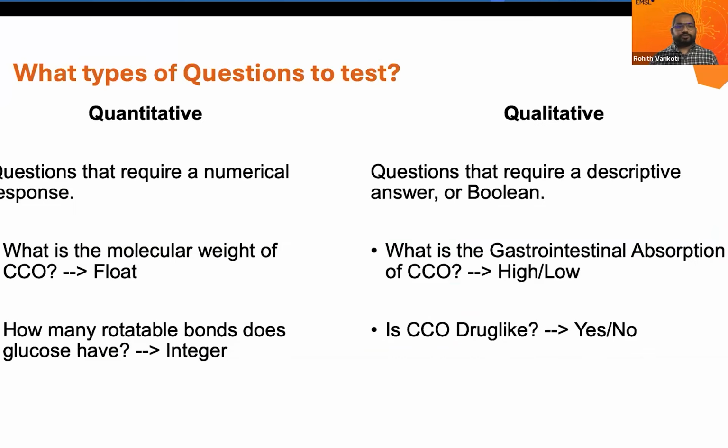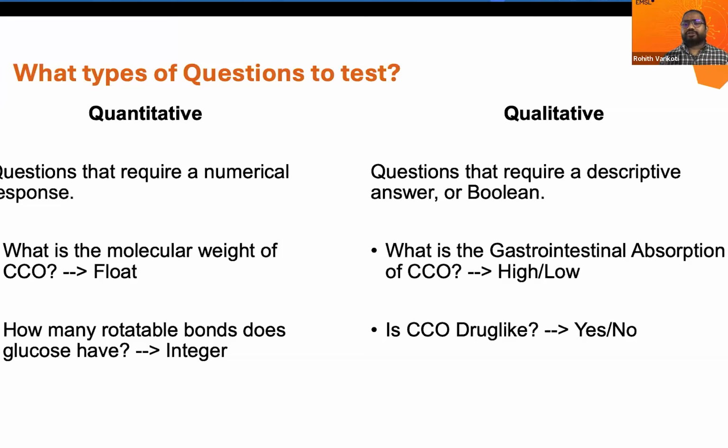So these are the two types of questions we looked into. One is a quantitative set, where the response requires a numerical response, for example, what's the molecular weight of a compound? Is it a float value? And how many rotatable bonds does glucose have? It's an integer value. And we also looked at the qualitative set, where we asked for a descriptive answer or a Boolean answer.